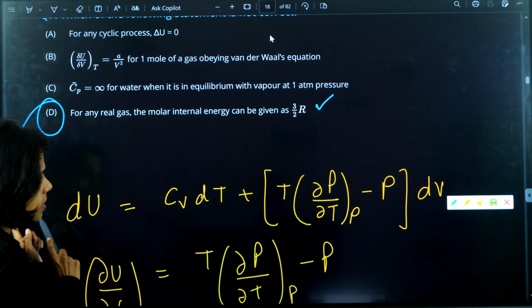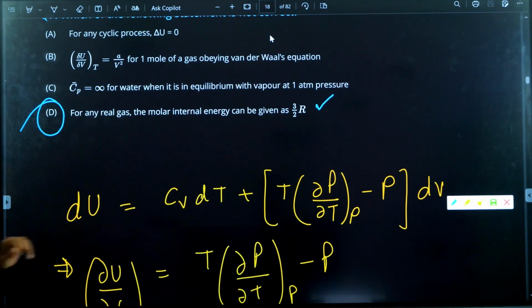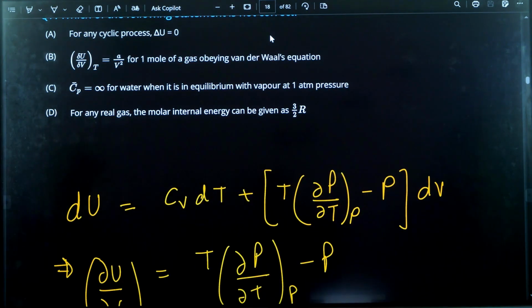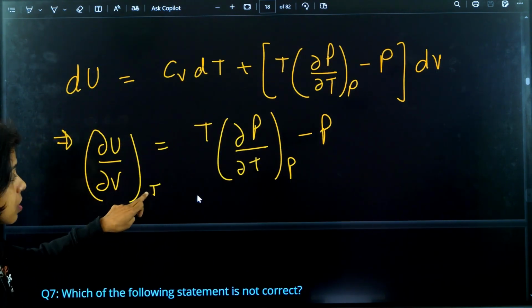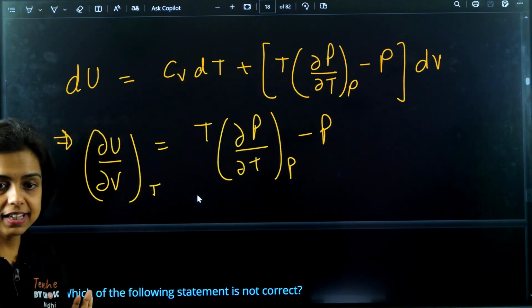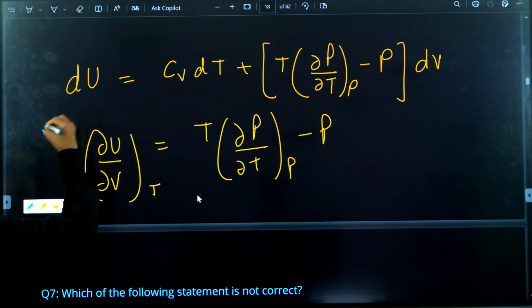So guys, this is the internal energy equation that you should know. dU is equal to Cv dT plus [T (dP/dT) at constant volume minus P] dV, right? Perfect. And of course, dU by dV at constant T will be this, because T is constant, so dT becomes 0. So we get this equation, right? This is the equation that we are going to use here.